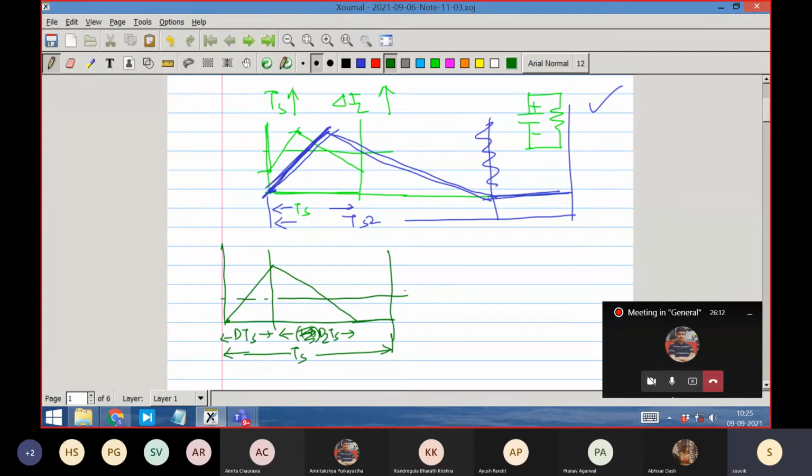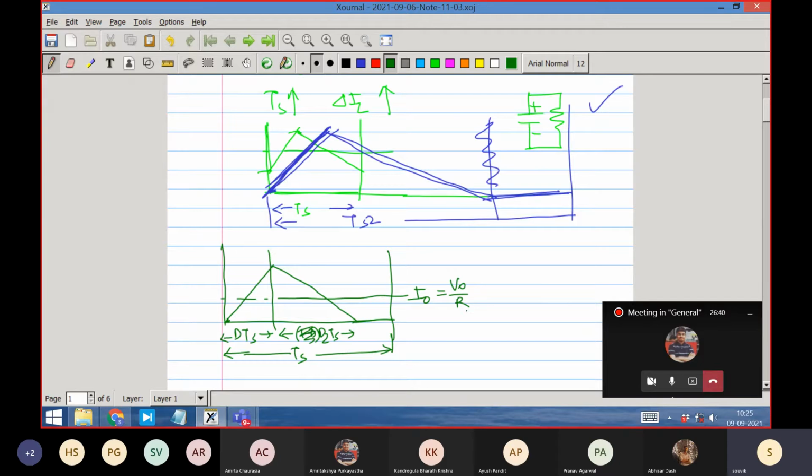Somewhere this area, if you take the total area and balance it by this line, that is the average current I naught, because that is always true. You see the inductor is there, so the average current of the inductor must be equal to the average current of the load. So that is equal to V naught by R, because the capacitor on an average is drawing 0 current. So that is always true.